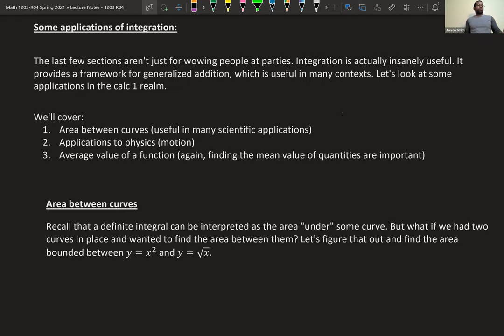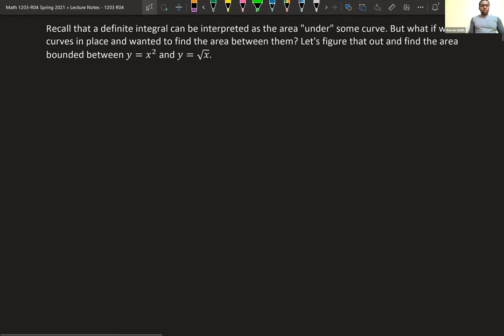And so, for example, we might want to find the area bounded between the function y equals x squared and y equals radical x. Now, what is the idea here?